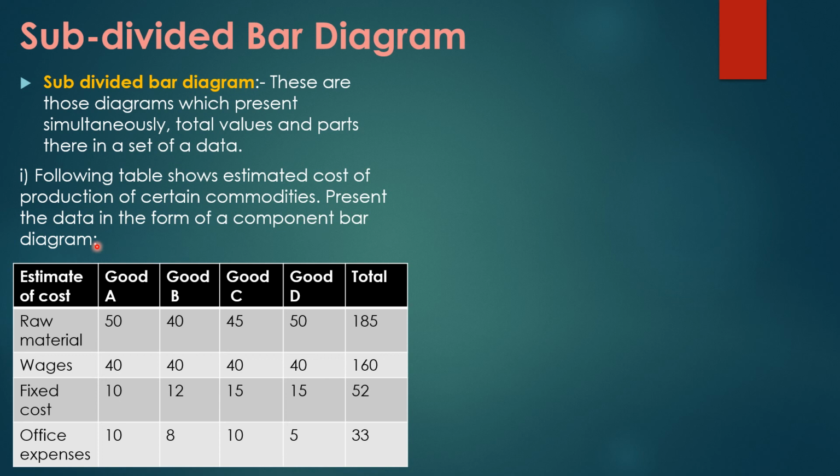Let us see the table below. It is the estimate of cost of raw material, wage, fixed cost and office expenses of good A, good B, good C and good D. All the data are written over here, and we have also calculated the total. Totaling must be done for each of the rows. We have done the total of each row and written it over here. Now let us see how we are going to make the subdivided bar diagram.